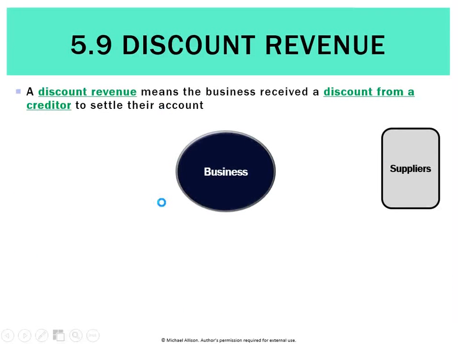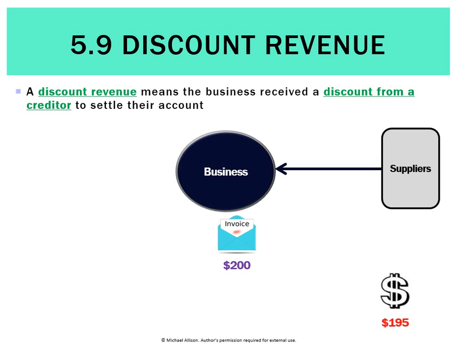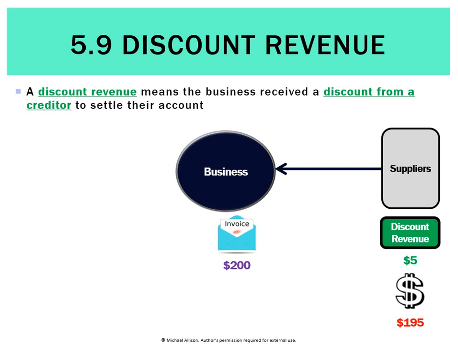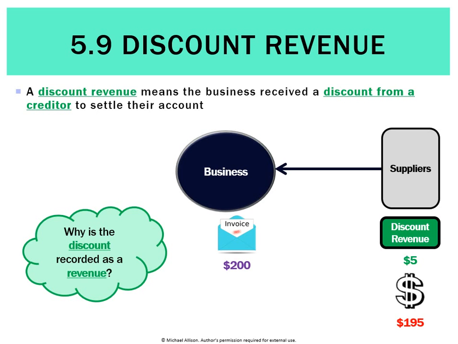Looking at discount revenues, that's where the business gets a discount from a creditor to settle its account. So it could be that a supplier gives us an invoice for $200 for something bought on credit. We pay $195 to settle the account and get given a discount of $5 for the difference, which we call discount revenue. But why exactly is it a revenue?